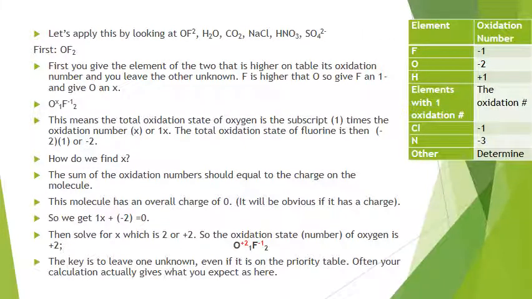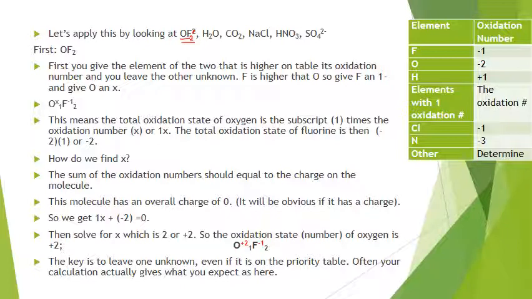Okay, so all right, so let's go over some molecules to figure out their oxidation numbers. This is OF2. It's not, this 2 should be down here. So that's oxygen difluoride, water, carbon dioxide, sodium chloride, nitric acid, and sulfate. And what we'll do is figure out the oxidation number of each element in each molecule, then we'll start out with this guy right here.